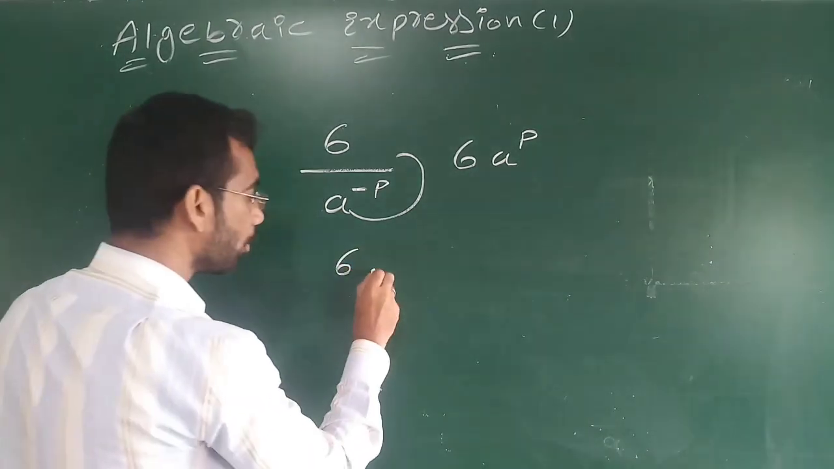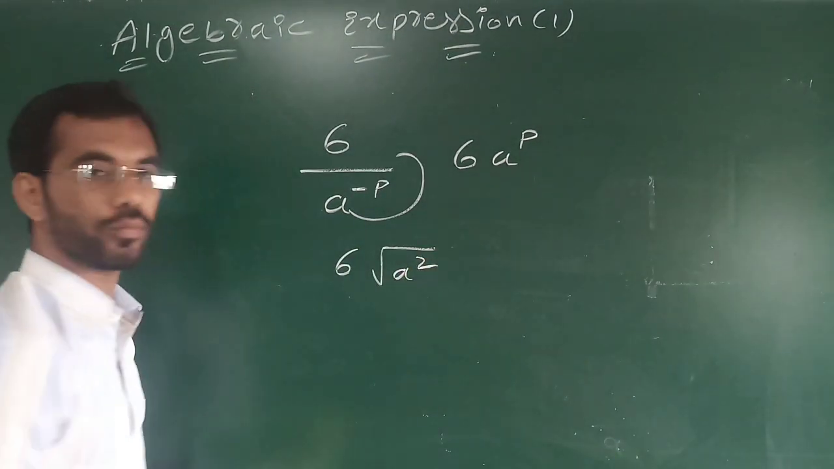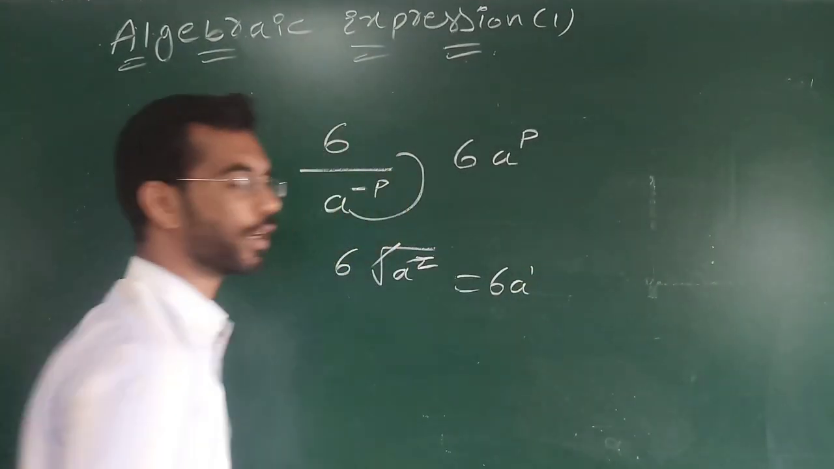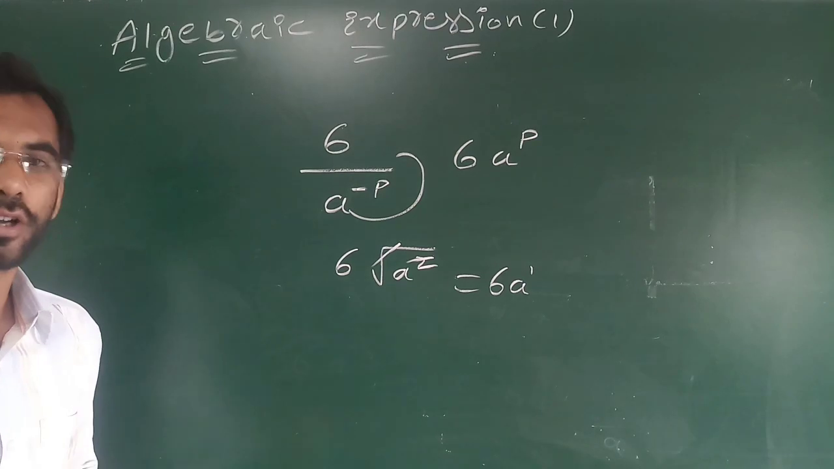Next, 6 root over a power of 2. This will get cancelled. What will it become? 6a power of 1. It is a polynomial. Okay, it is a polynomial.